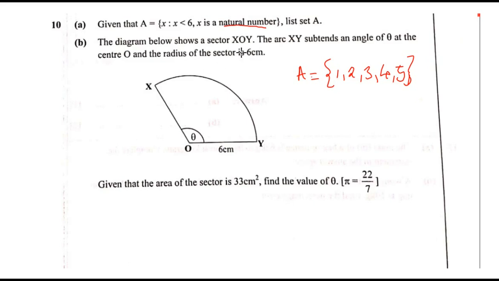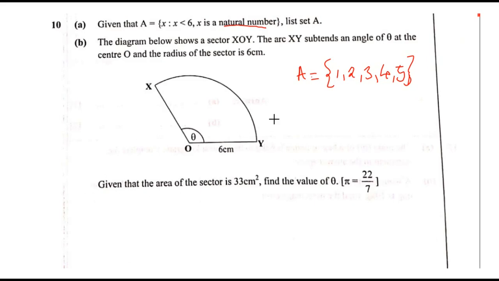Let's go to B. The diagram below shows a sector XOY. The arc XY subtends an angle of theta at the center O, and the radius of the sector is 6 centimeters. Given that the area of the sector is 33 centimeters squared, find the value of theta. Pi is taken to be 22/7.